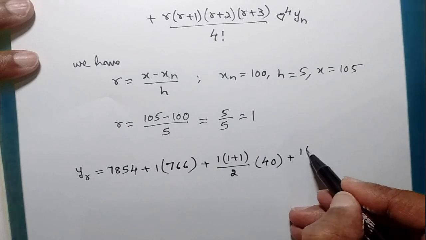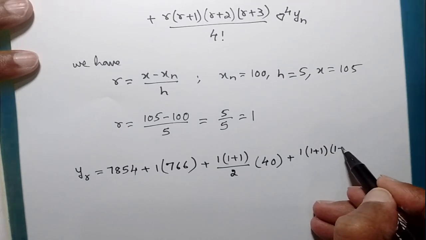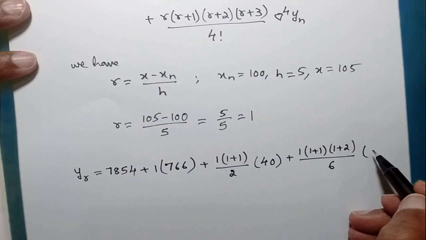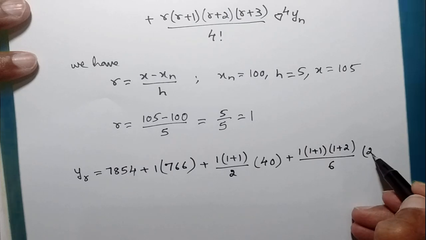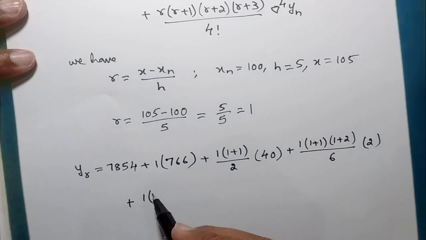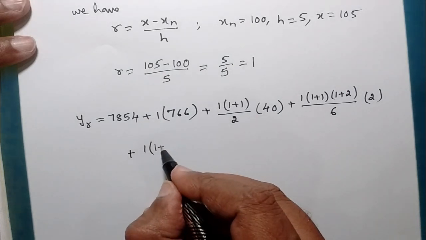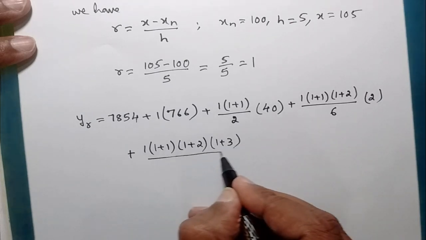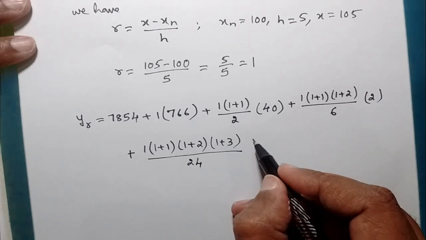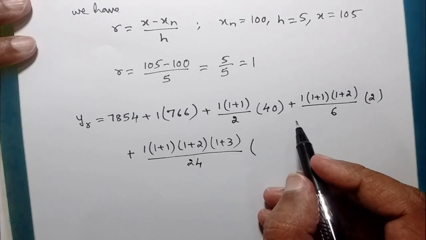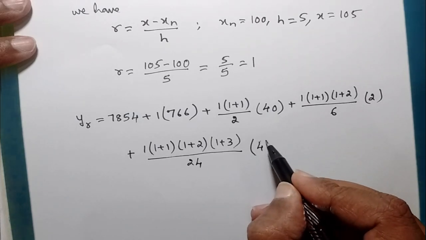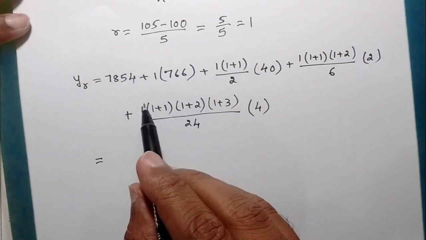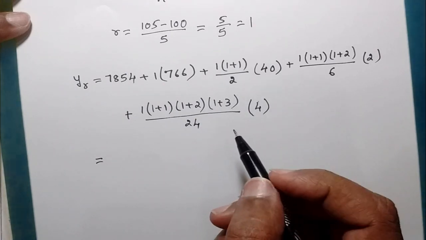Next value, r is 1, r plus 1 into r plus 2 divided by 3 factorial will be 6. Nabla cube yn. Nabla cube yn is 2. Next value, r into r plus 1, r plus 2, r plus 3 divided by 4 factorial is 24 into nabla power of 4 yn. Its value, you can see the table. From the table, its value is 4. So you can just plug in these values, or you can just use the calculator over here.